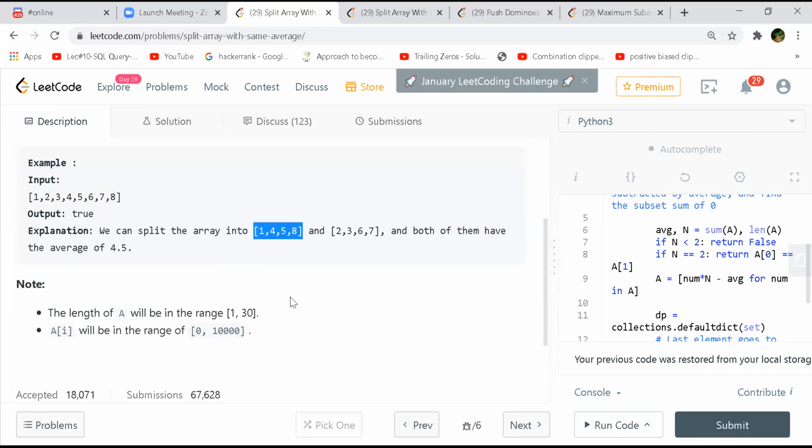Yeah, and the length of A will be in the range 1 to 30, and A[i] will be in the range from 0 to 10,000.